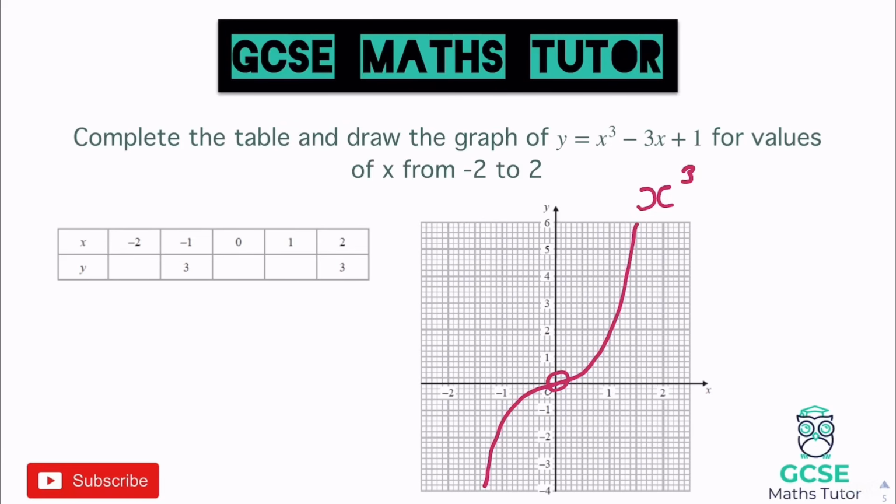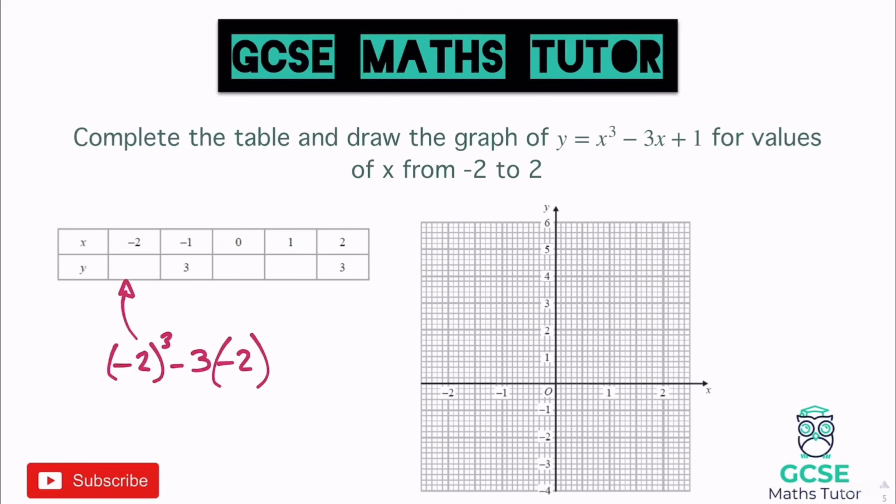But we're going to have a look at what they look like when we've got a little bit more than just x cubed within there. So this question has x cubed minus 3x plus 1, and all we're going to do is put the values into the equation just like we have done before. So for negative 2 that we're going to put in, we've got negative 2 that's getting cubed. Then we've got take away 3 lots of that negative 2, and then we're going to add 1.